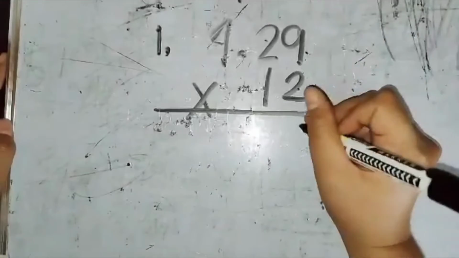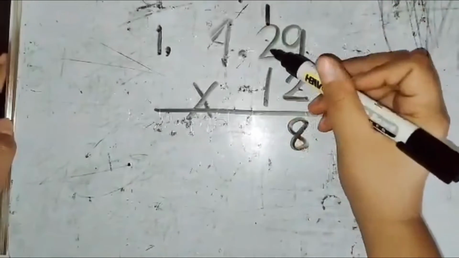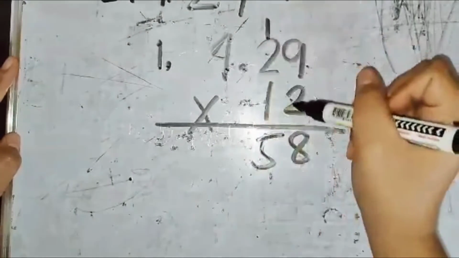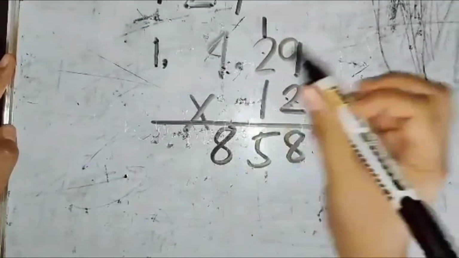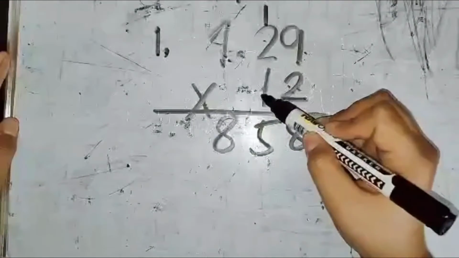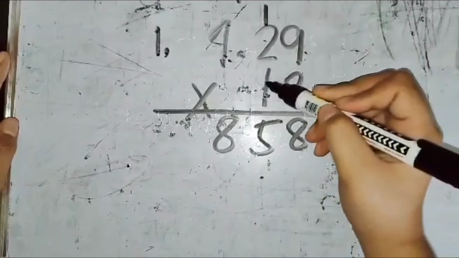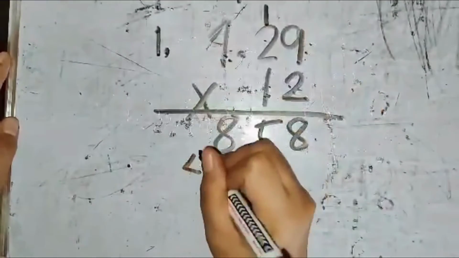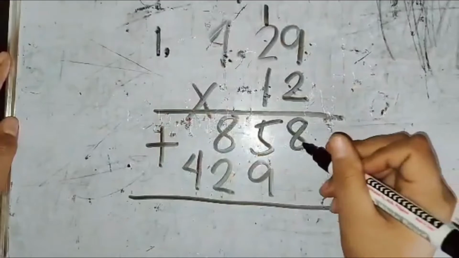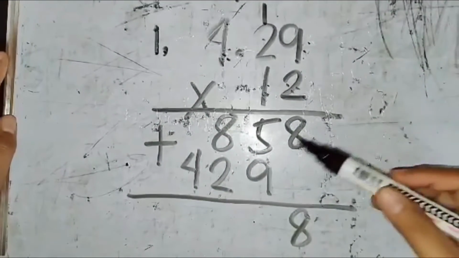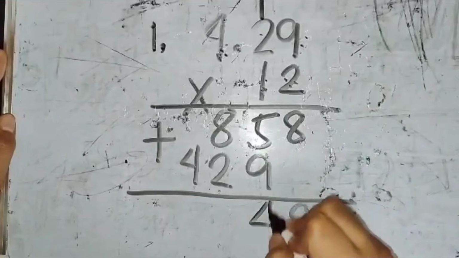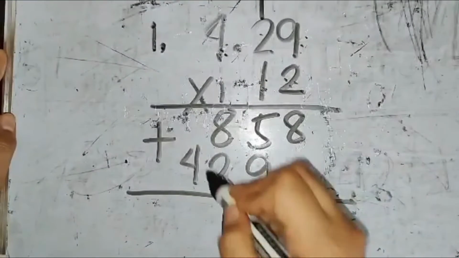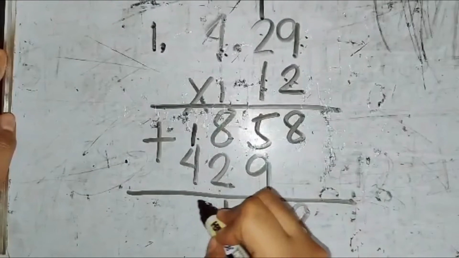So, 2 times 9 is 18. Carry 1. 2 times 2 is 4 plus 1 equals 5. 2 times 4 is equals to 8. Then, ito naman kasunod. Ito ang multiplier natin. So, katapat niya. 1 times 9 is 9. 1 times 2 is 2. 1 times 4 is 4. Then, add. Bring down 8 dahil walang katapat. 5 plus 9 equals 14. Carry 1. 1 plus 8 is 9. Plus 2 is 11. Carry 1. 1 plus 4 is 5.